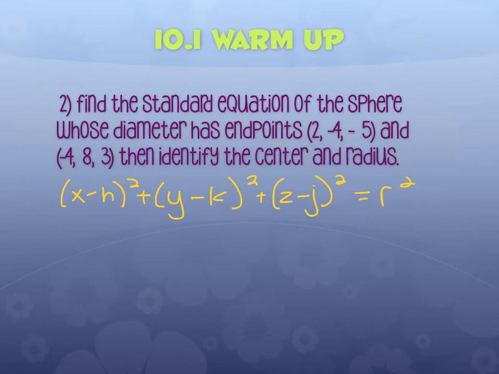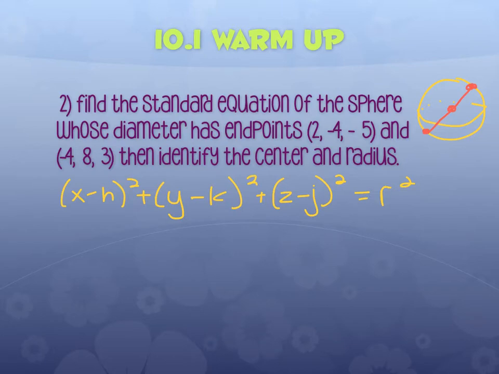I need 2 kinds of information. One is the center of my sphere and one's the radius. Are you given either this time? No, I'm given the endpoints of the diameter. So if I had a sphere, right, something like this, it would be like endpoint to endpoint.